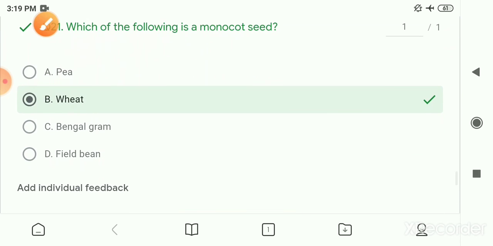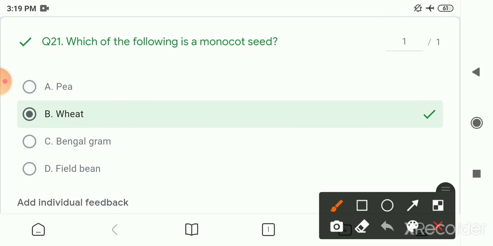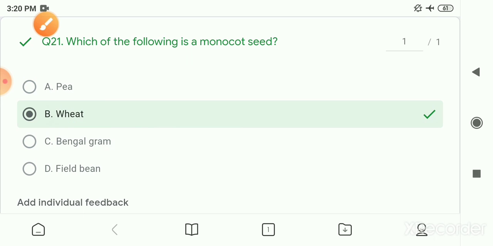Next, 21st number, which of the following is a monocot seed? As we had in the unit test, we had also seen the seed which breaks into small pieces or into powder form. These kinds of seeds are known as monocot seeds. They do not break into two equal halves. So here the options given to you are pea, wheat, Bengal gram and field bean. Amongst these, wheat, option B, is the monocot seed. The rest of the options are examples of dicot seeds. So here your answer is option B.